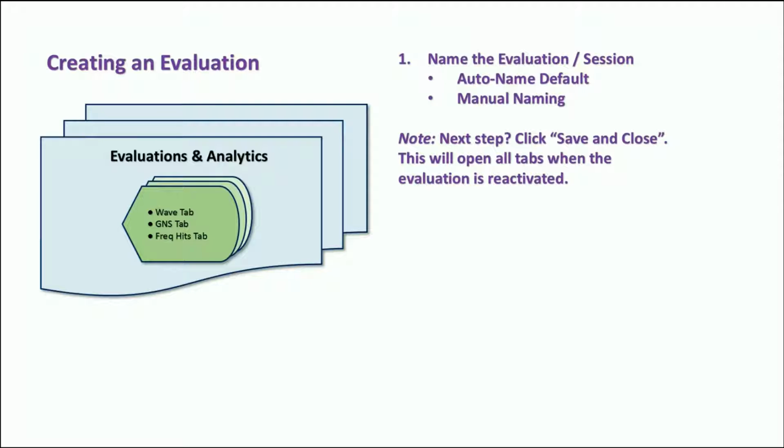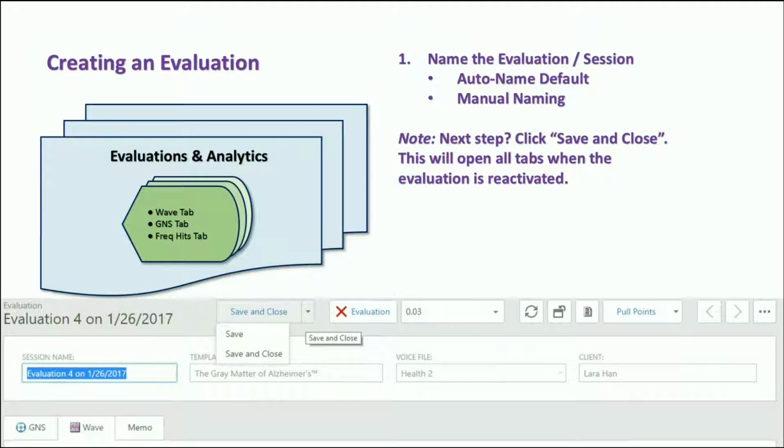So here we are creating an evaluation, and we want to name the evaluation or session. Now there is an auto name default, and there is the manual naming. And so you can see here it gave it a default name. I can clear this and create any name I wish for that. Then the next step is to click Save and Close. And here, when you click Save and Close, you'll open all tabs when the evaluation is reactivated.